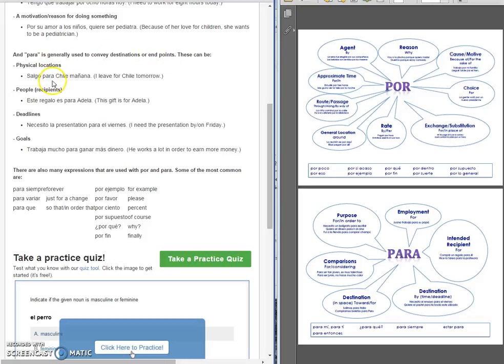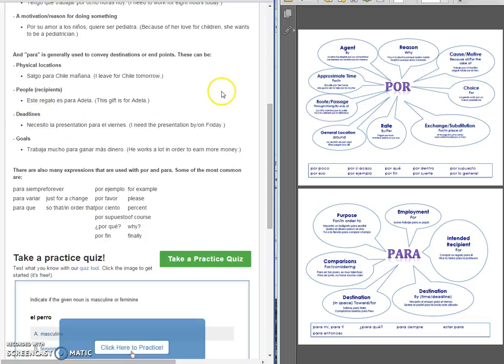So physical location. If I'm leaving for Chile tomorrow, salgo para Chile mañana. Chile is my destination, okay? People, and that's just the regular old, like at Christmas, I write a gift tag for the presents I bought people, and it says para abuela de Tara or something. So for grandmother from Tara.